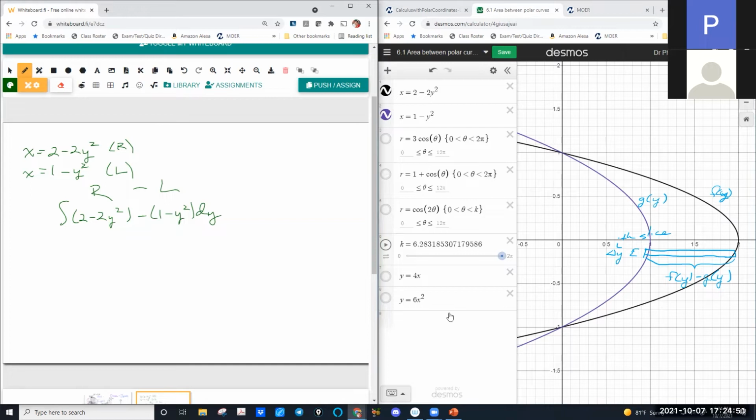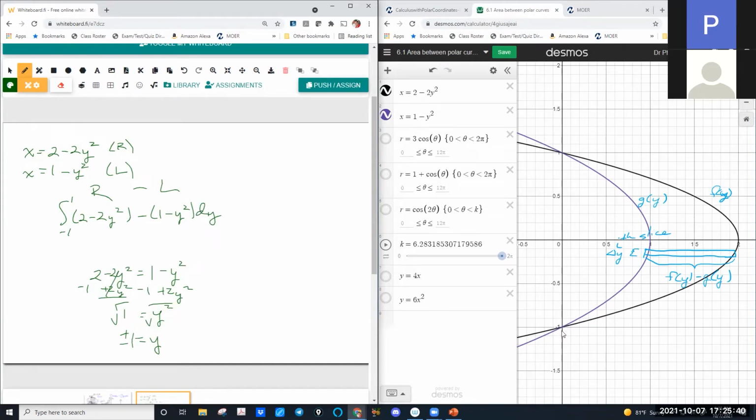Okay, last thing we have to talk about is our limits. In the previous problem, our limits were between two x values. Now we're integrating with respect to y, so our limits should be y values. Graphically, we can see pretty clearly our limits are negative 1 to 1. But if we wanted to verify that, we do 2 minus 2y squared equals 1 minus y squared, and we solve this. We can add 2y squared to both sides, subtract 1 from both sides, and we get y squared equals 1. Square root of both sides, we get y equals plus or minus 1.